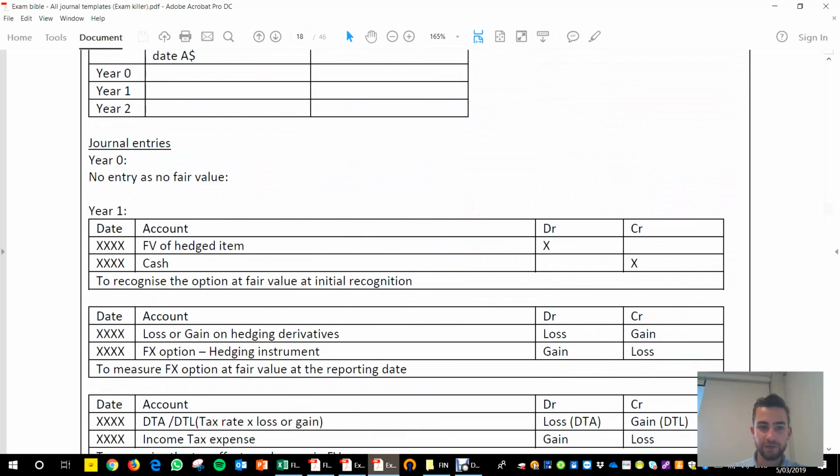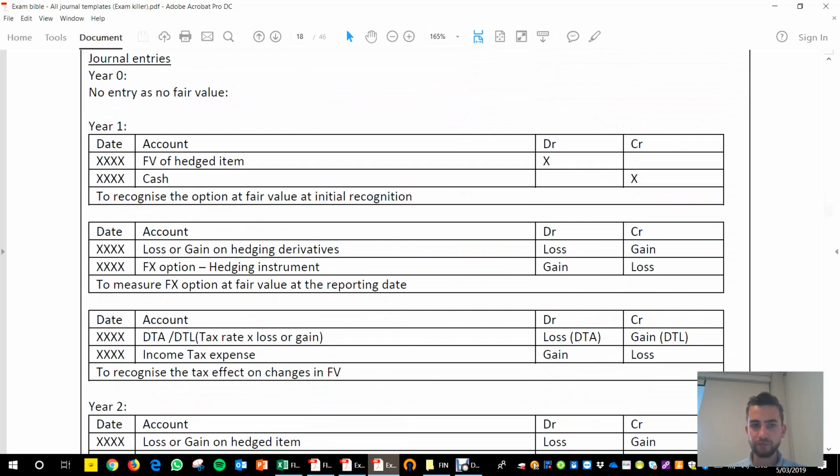So the journals we actually have to post. This is the initial journal when we acquire the hedged item. It's generally a good idea in your exam to include all journals from year one onwards, starting from when we actually acquire the hedging instrument. However, we've only previously talked about what happens when you have a movement. So let's talk about the movements.